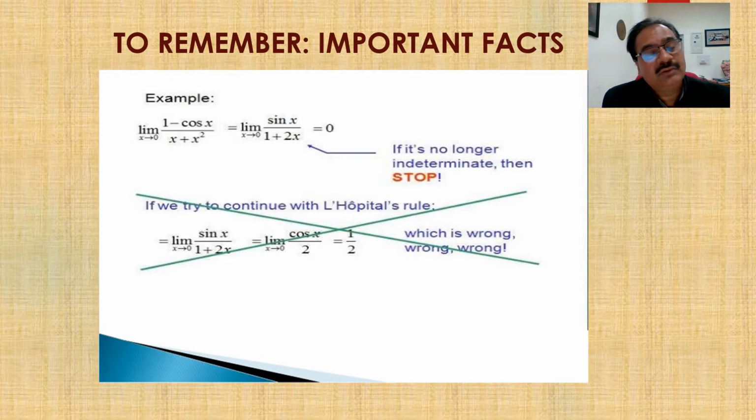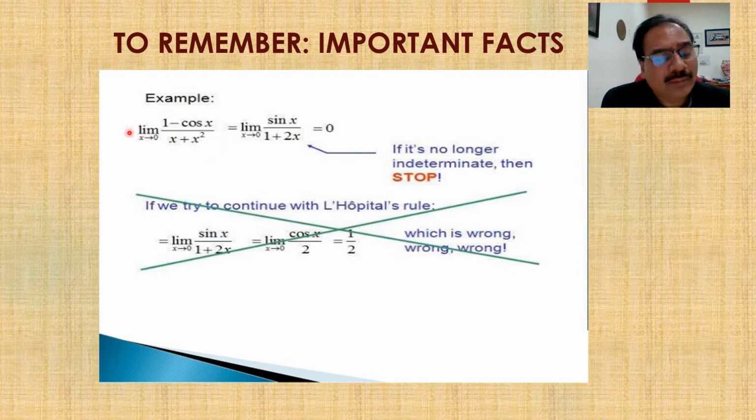You have to remember an important fact: often students make mistakes during the computational process of L'Hospital's rule. Which type of mistake do you often make? Here, I am trying to explain with an example. Let us suppose this problem: limit x tends to 0, (1 minus cos x) by (x plus x square).